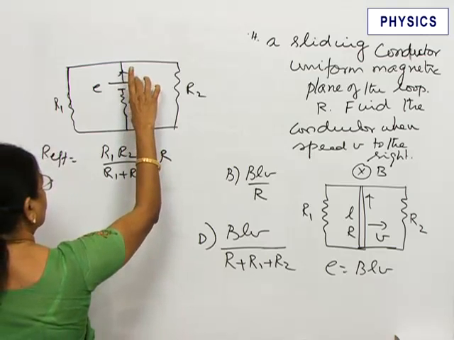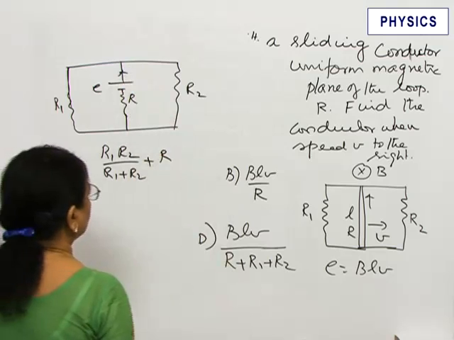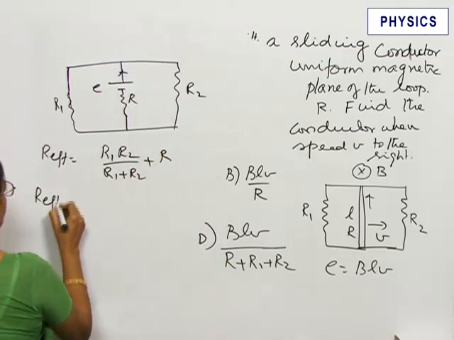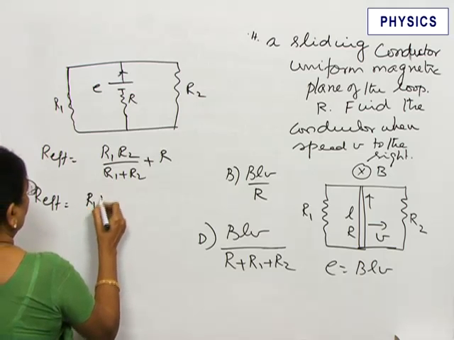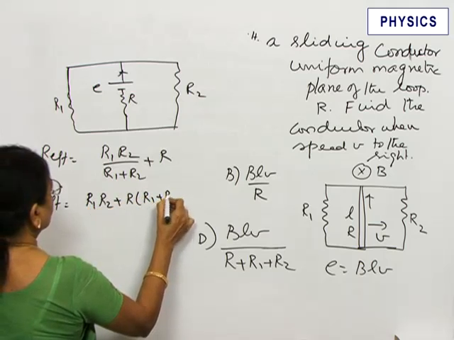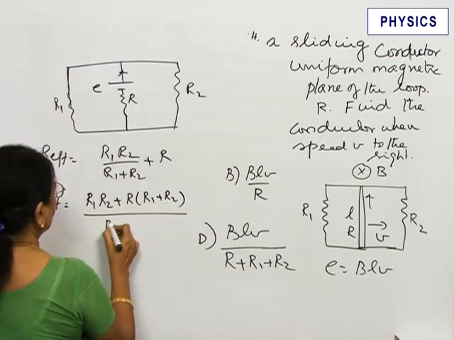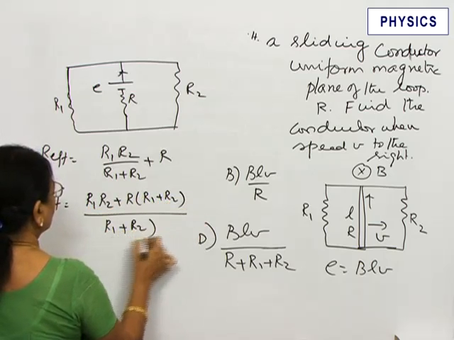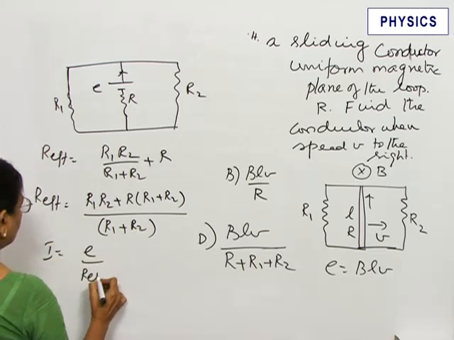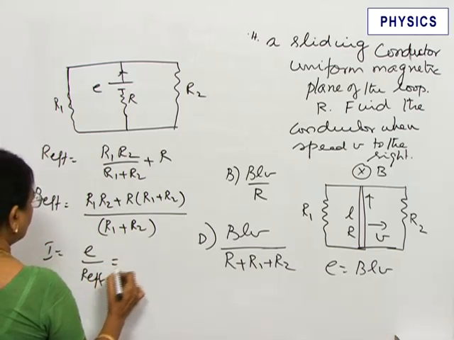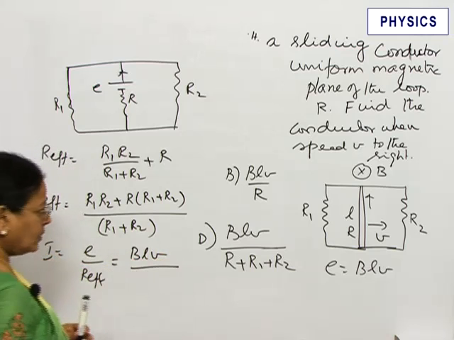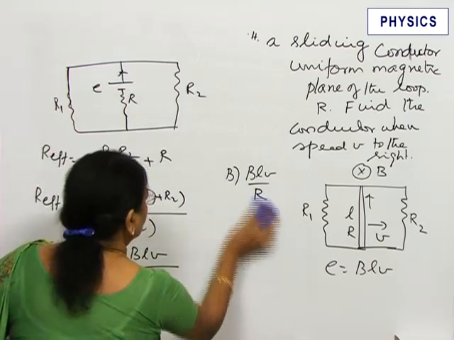Here R is like the internal resistance of the battery with EMF E. Simplifying this, we get R1 R2 plus R into R1 plus R2, divided by R1 plus R2. So I equal to E by R effective. What is E? BLV divided by this value. So substitute R effective.